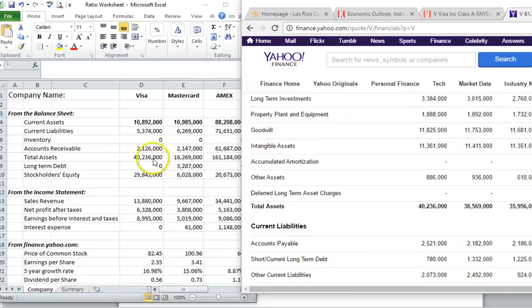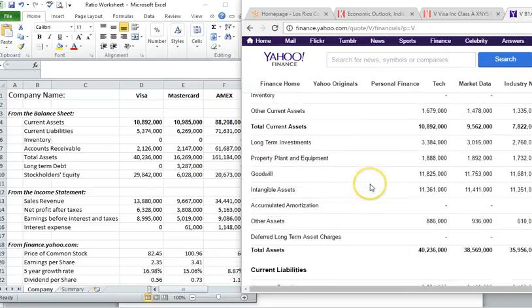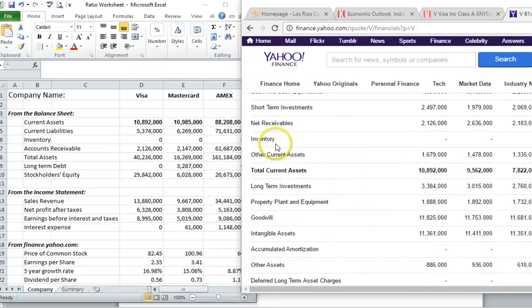There are some other things I need. I need inventory. So again, that's an asset. It's something they own. And for Visa and MasterCard and American Express for that matter, they don't carry inventory. They're not selling any particular type of product, so there's no inventory. Now, accounts receivable. Again, it's listed here as net receivables, but it's the same thing. Net receivables are what your customers owe you. So you've extended credit to these customers, and this is the current balance that they owe Visa.